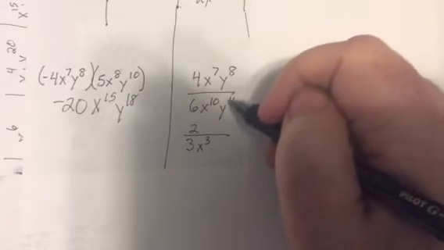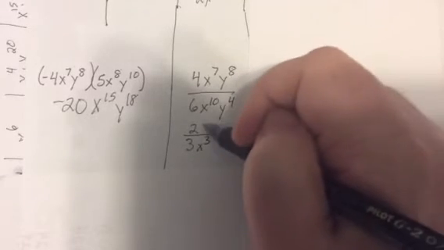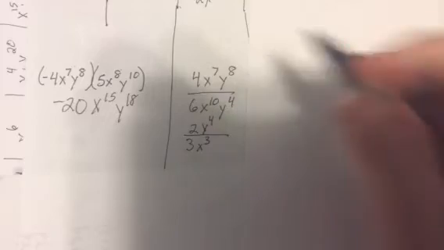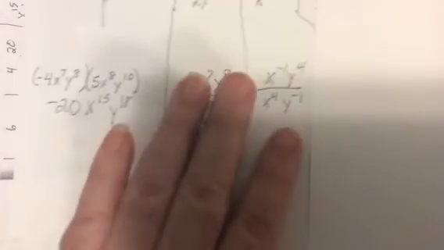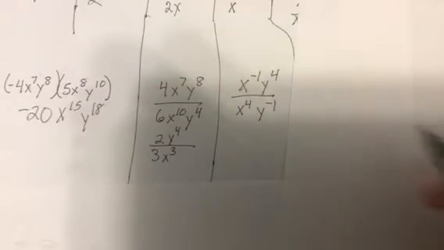Wow, I got the coffees today. 8 minus 4 is to the 4th. Now this one, tricky, tricky, tricky.